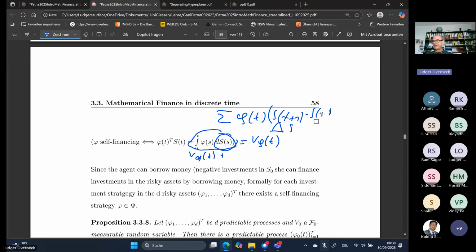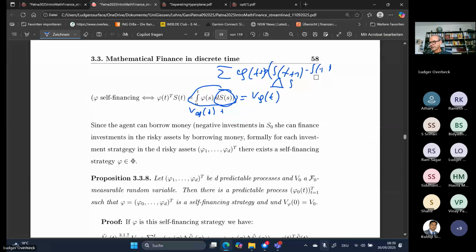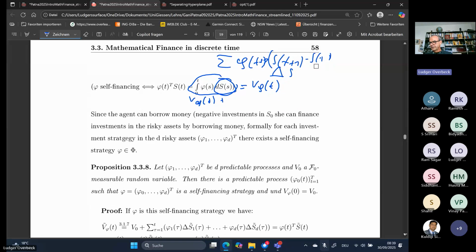That's why I emphasize this all the time, that this one you have to decide. So t plus 1, this one you have to decide at time t. Of course, in continuous time, there is no t minus 1. So the concept becomes a little bit more evolved.